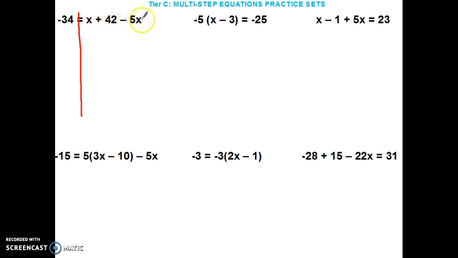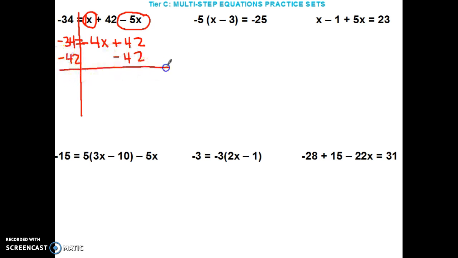So here we have to combine like terms. So we are combining the negative 5x and the x, which we know is a 1x. So negative 5x and 1x makes negative 4x plus 42 is equal to a negative 34. Okay? So here we have to get x alone. So we don't touch you, we will deal with you. We will subtract 42 from both sides. So we get negative 4x, these cancel, is equal to a negative 76.